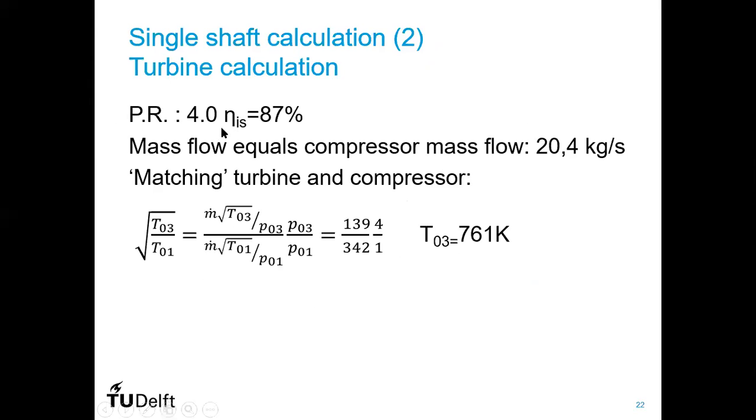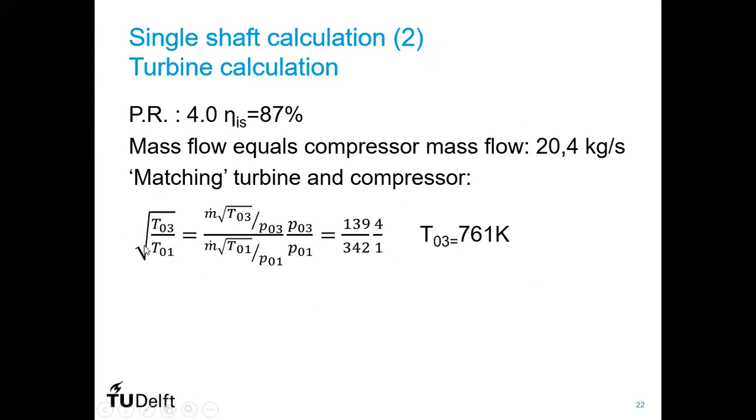Well, you know that the mass flow to the turbine equals the mass flow to the compressor, 20.4 kilograms per second. And this is an important trick I like to show you, which is really the matching of the turbine and the compressor. I worked it out here. We can see it here.